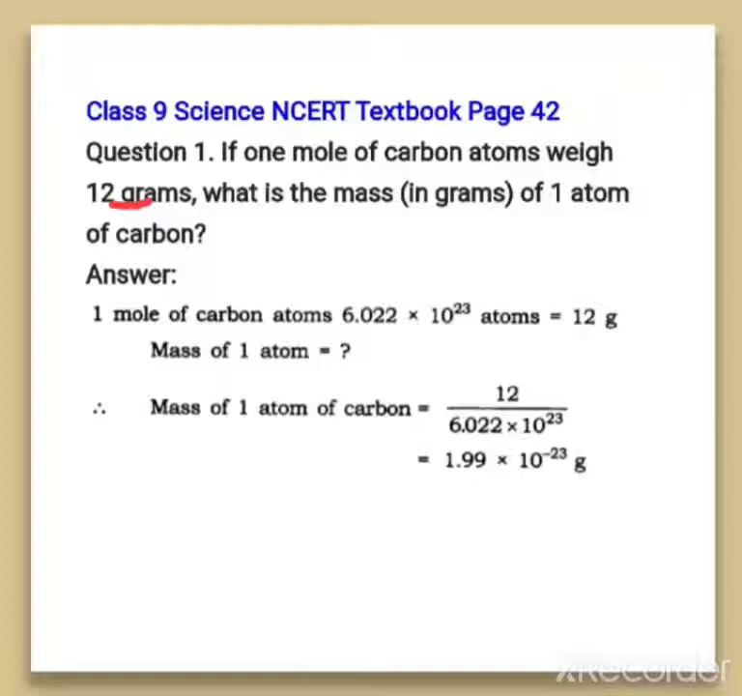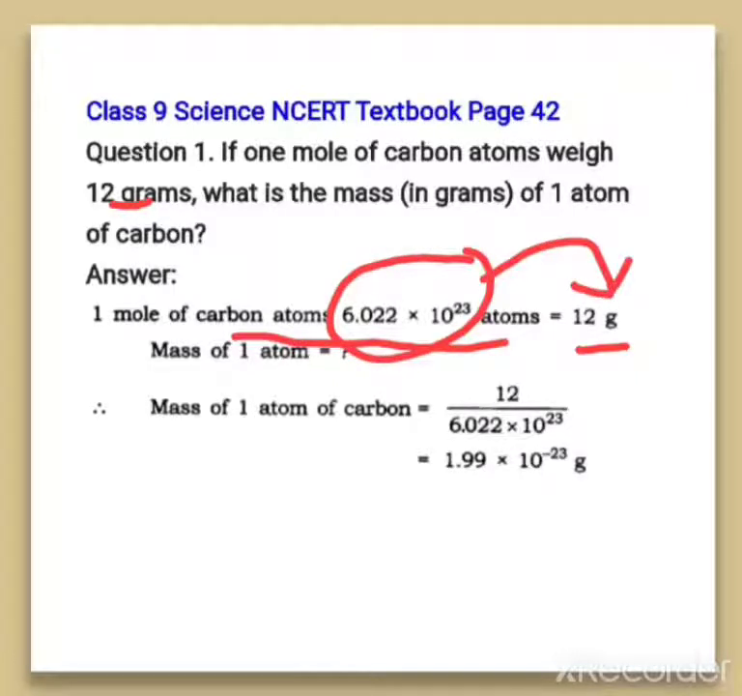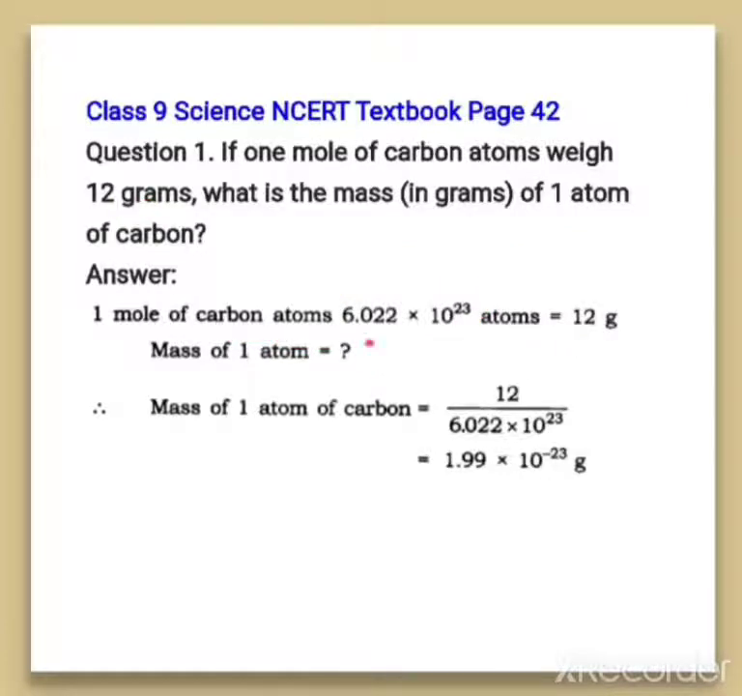We know that 1 mole of carbon atoms means 6.022 into 10 raised to power 23 atoms. That is the definition we have learnt. So 12 gram is actually the mass of this much number of carbon atoms. So what will be the mass of 1 atom? We do 12 divided by 6.022 into 10 raised to 23.